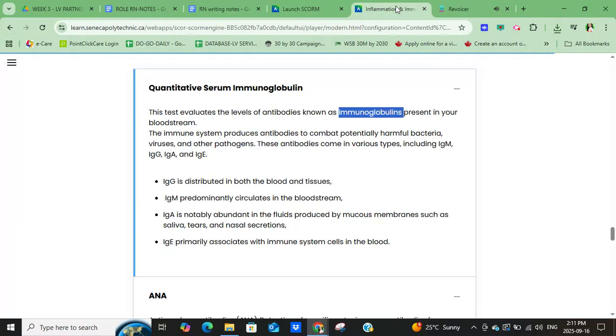Quantitative serum immunoglobulin. This test evaluates the levels of antibodies known as immunoglobulins present in your bloodstream. The immune system produces antibodies to combat potentially harmful bacteria, viruses, and other pathogens. These antibodies come in various types, including IgM, IgG, IgA, and IgE. IgG is distributed in both the blood and tissues. IgM predominantly circulates in the bloodstream. IgA is notably abundant in the fluids produced by mucous membranes such as saliva, tears, and nasal secretions. IgE primarily associates with immune system cells in the blood.